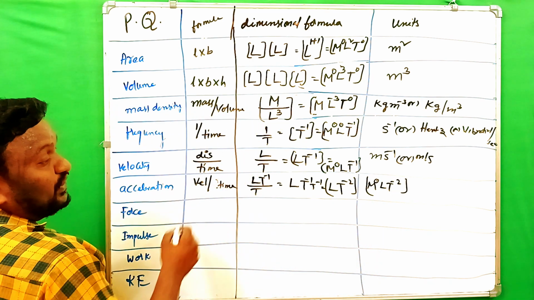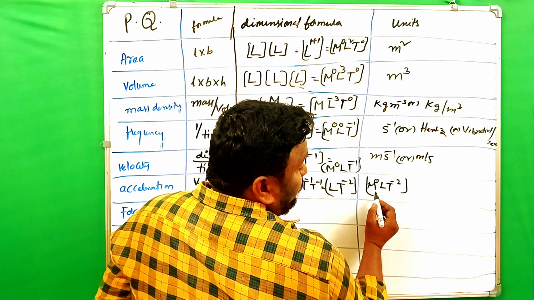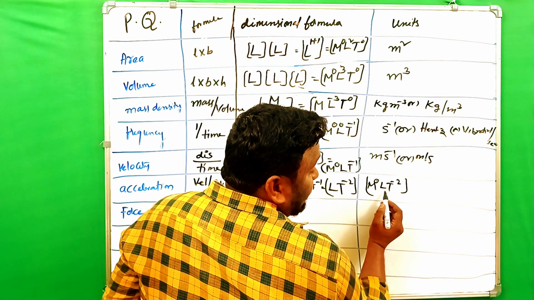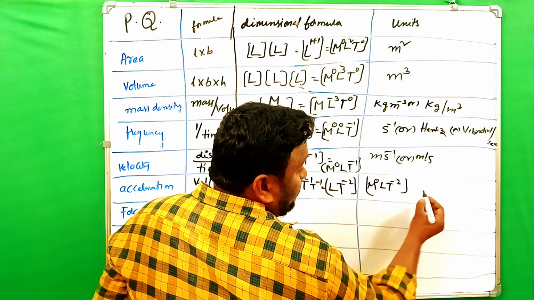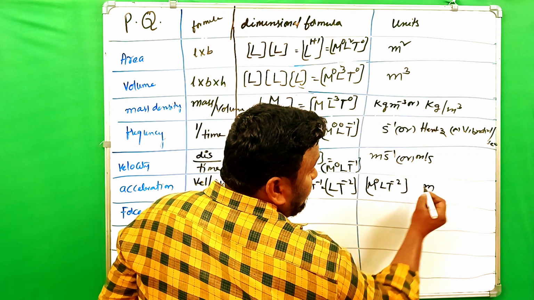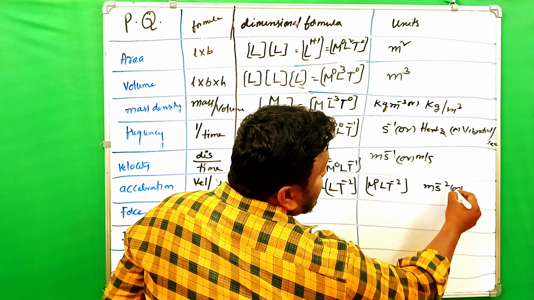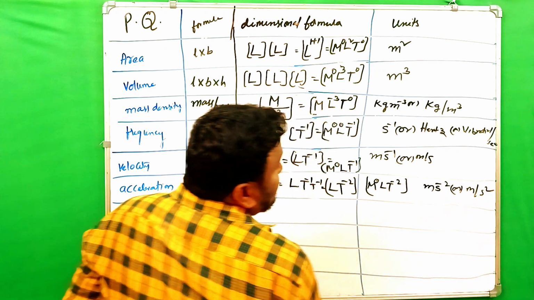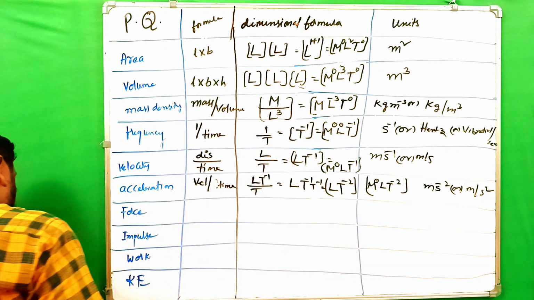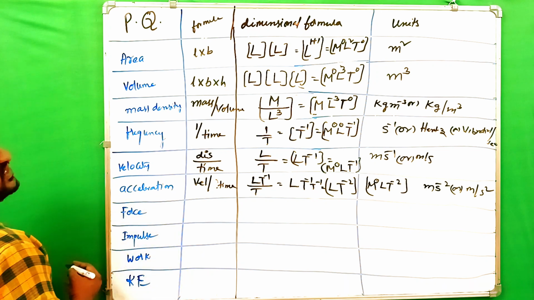Clear? Then what will its units be? As for this one, for mass it is 0, that's why there is no kg in units. L, meter and second inverse 2. What do we write for this? Meter per second square. Clear? Now force. What is the dimension formula of force?